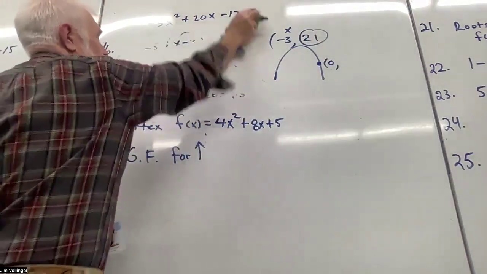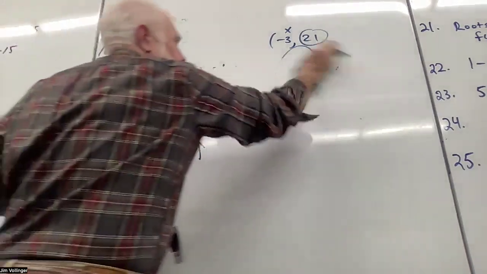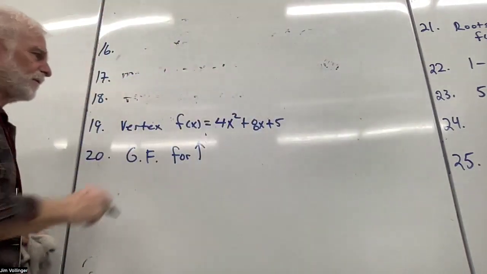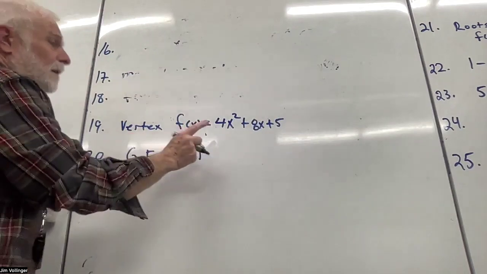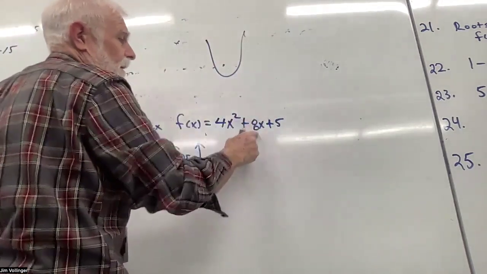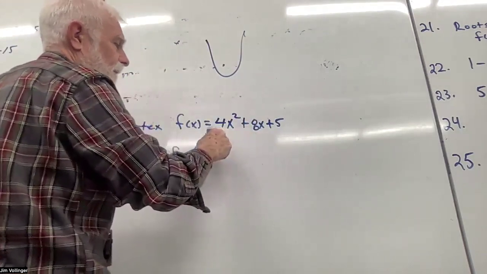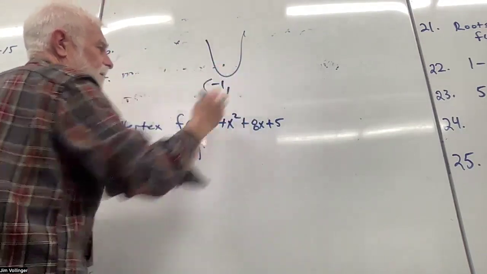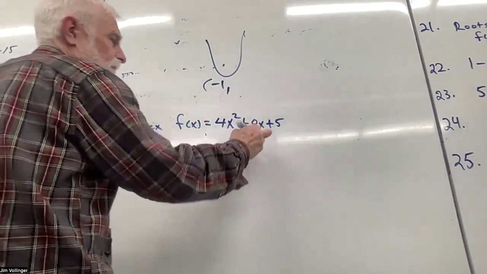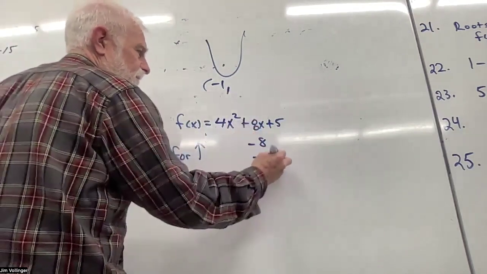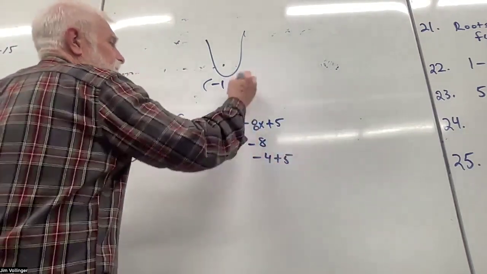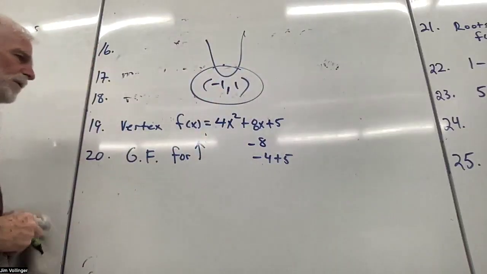Get rid of that. Let's get rid of that. All right. Yep, you can see everything. Vertex. All right, we got a cup shape up. Minus 8 divided by double the 4 is -1 is the x value. -1 gets me -8, cut in half. -4 plus 5 gets me 1. So there's your vertex, -1, 1.